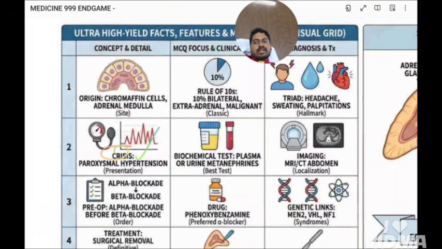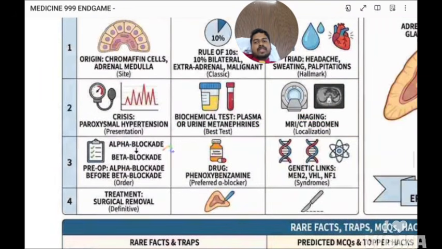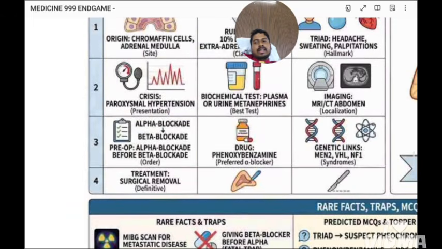Next, pheochromocytoma crisis, that is basically paroxysmal hypertension. Suddenly there will be hypertension, then it will be normal, then again suddenly there will be hypertension in some cases. So this is known as paroxysmal hypertension. Biochemically, the most useful test is plasma or urine metanephrines. That is the most sensitive test that is available. On imaging, you will do MRI or CT of the adrenal gland to see if there is any adrenal gland tumor. On treatment, first you will give alpha blockade because adrenaline and noradrenaline have alpha action, they have beta action also.